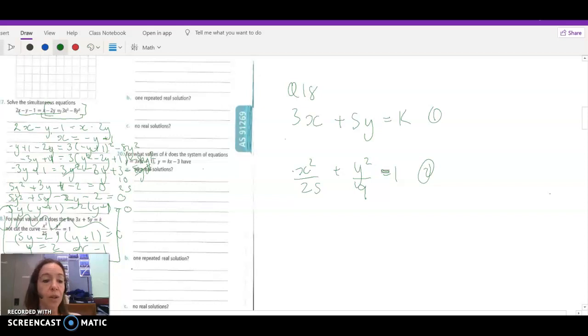Okay, so I'm going to look at question 18. I'm doing it over here because I ran out of space over here. So the question says, for what values of k does the line 3x plus y equals k not cut the curve? So hopefully as soon as you see the fact that it's saying not cut the curve, you know we're looking for delta less than 0 once we've substituted our straight line into our curve of some sort.